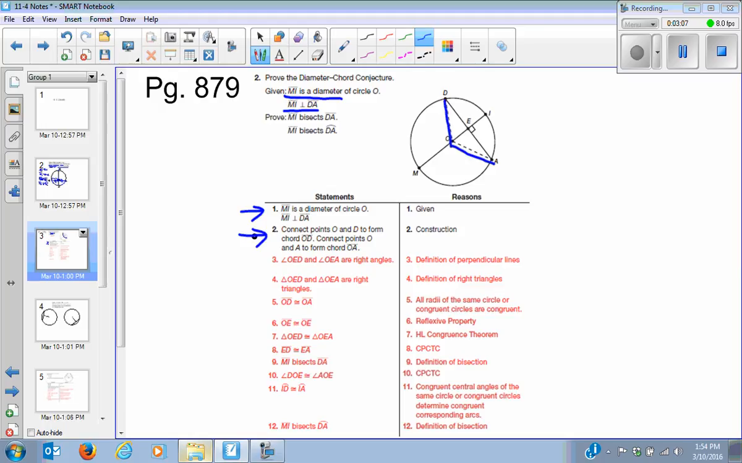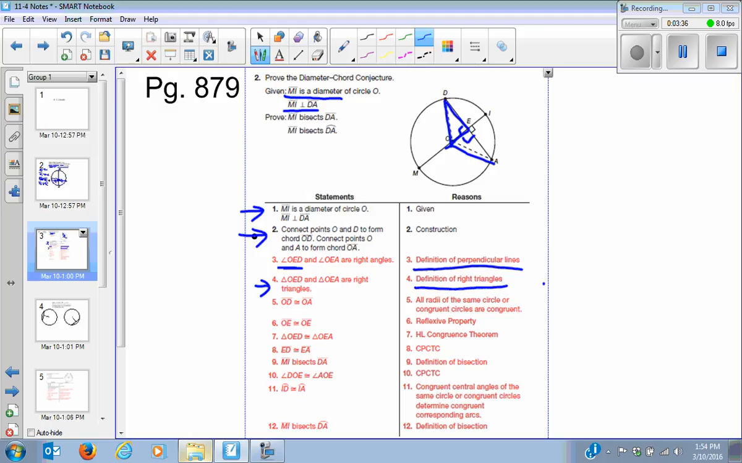All right, so it says that angle OED, this angle right here, is 90 degrees, and we know that because it's perpendicular. We also know that's 90 degrees, and that's because of the definition of perpendicular lines. We know that these are right triangles, because that's the definition of right triangles. So we've established that we've got right triangles.